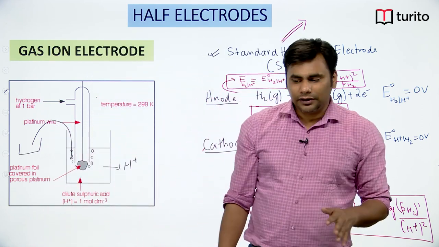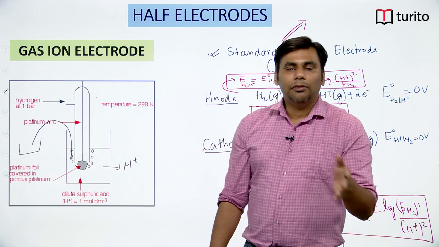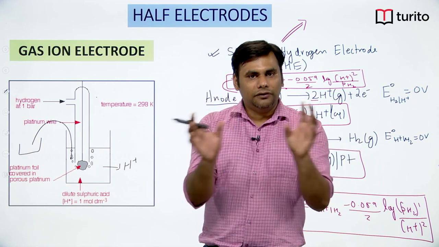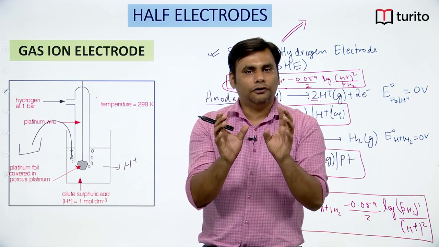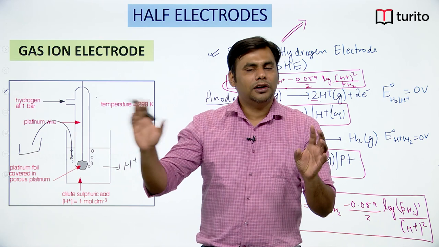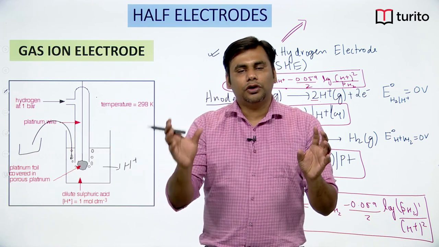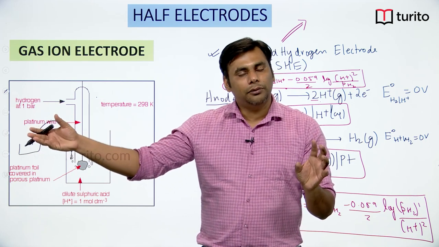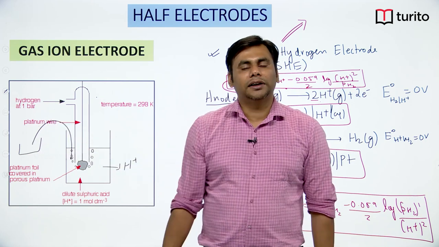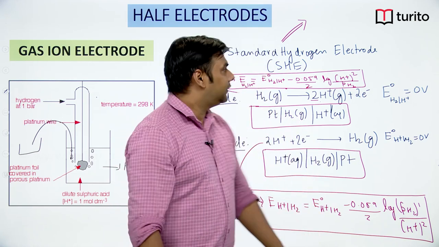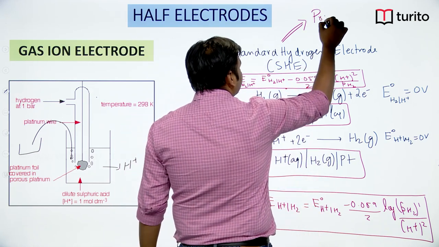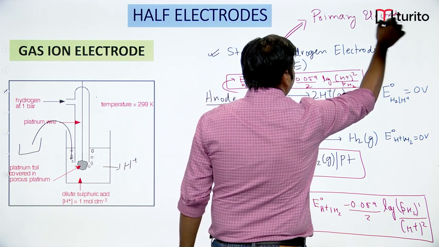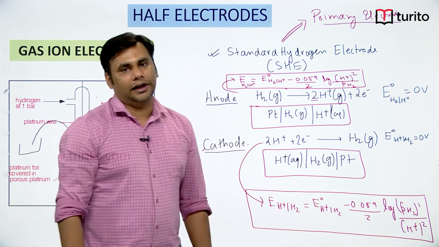Like the common example: if we want to find out the EMF of a half cell, we club it with hydrogen so that we get a full cell, and we record the EMF. Because hydrogen is there, its reduction potential would be zero, so whatever EMF is coming would be the EMF of the unknown cell. That is why this is also called the primary electrode. It is basically used to get the EMF of other electrodes.